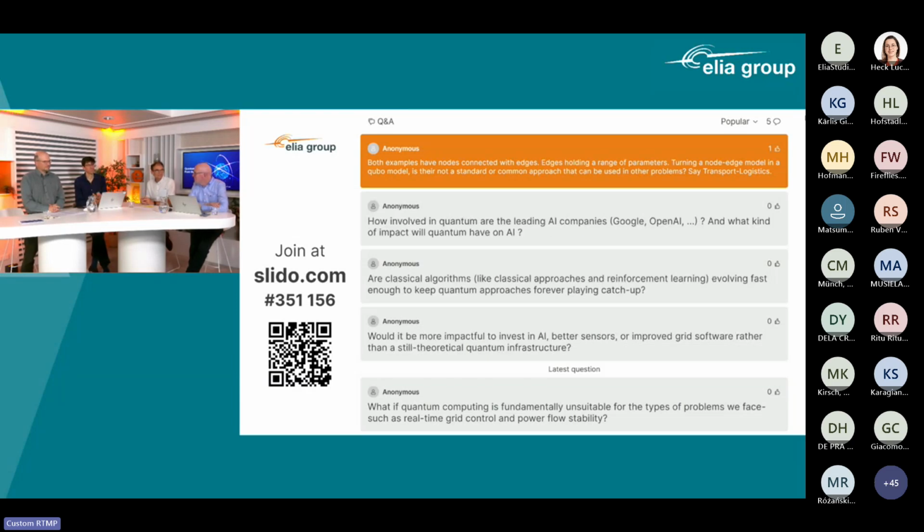Another question? Yes, this is a very good one. Both examples have nodes connected with edges holding a range of parameters, turning a node-edge model into a QUBO model. Yeah, it's something that could be applied to other industries. I've seen that, as I said before, in the bank industry. I think that you also, Mark, have seen that somewhere else.